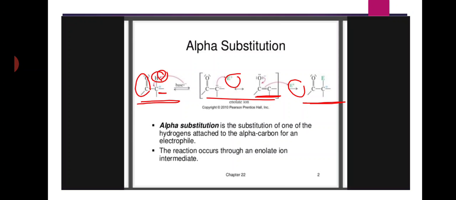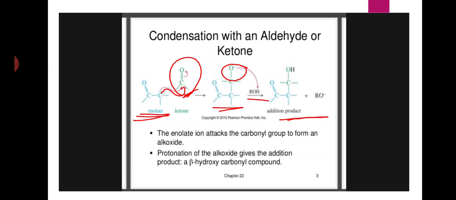First is alpha substitution. Alpha substitution is the substitution of one of the alpha hydrogens attached to the alpha carbon by an electrophile. This substitution is called alpha substitution. In this example compound, one of the alpha hydrogens is substituted by an electrophile, forming the substituted compound. This is called alpha substitution.